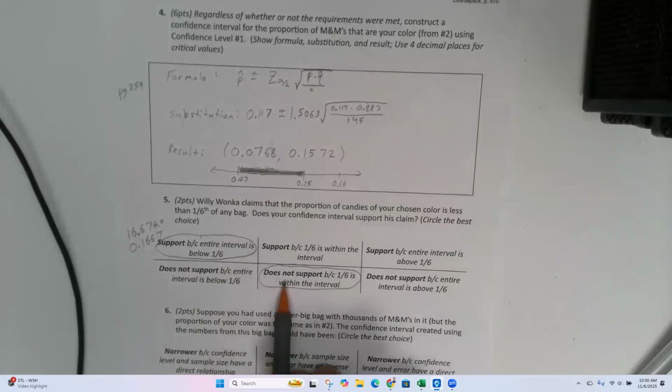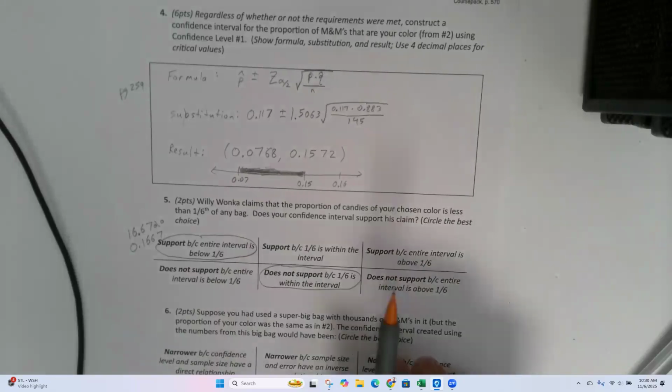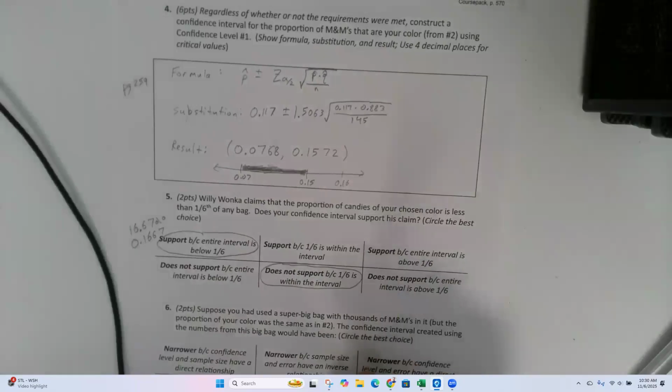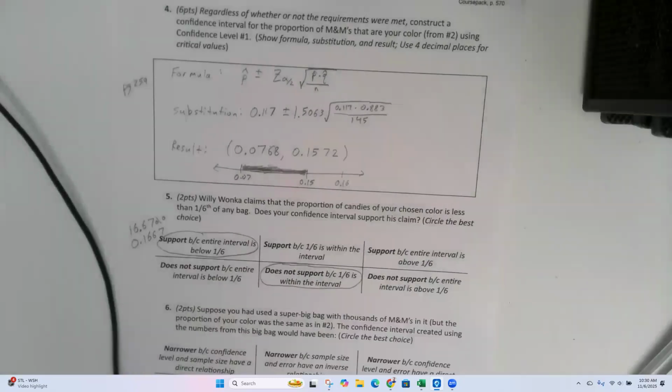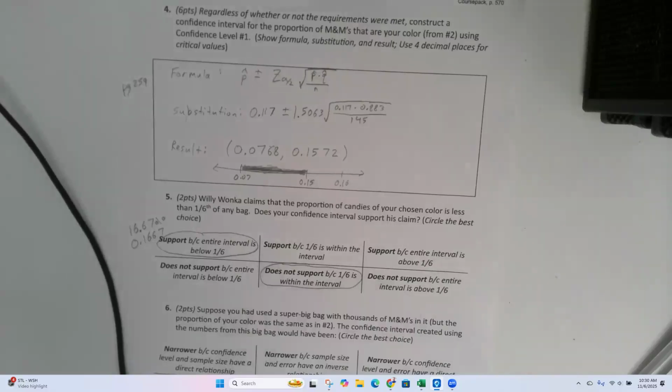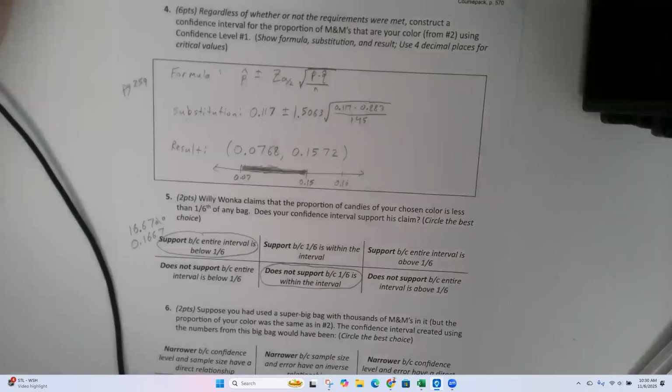It can't be above because we specifically chose the one with the least. If you're checking your red against my red, well, maybe it could be, but these are the two answers for this question, depending on what numbers you have.